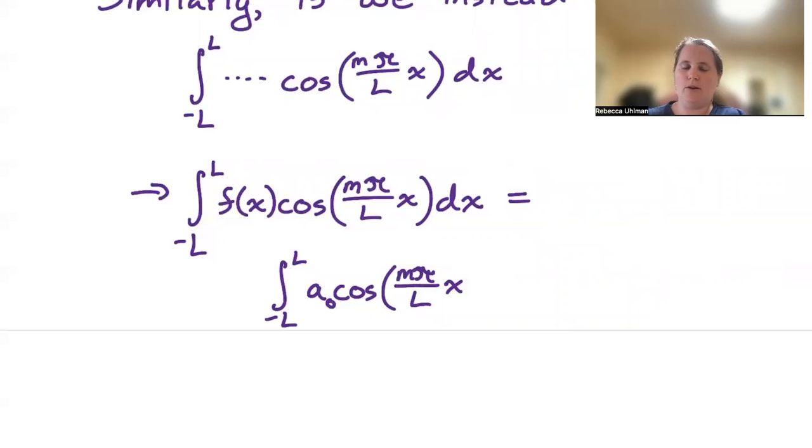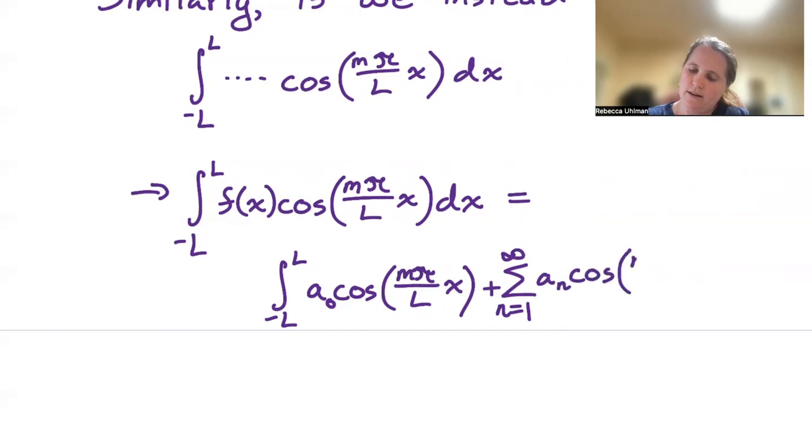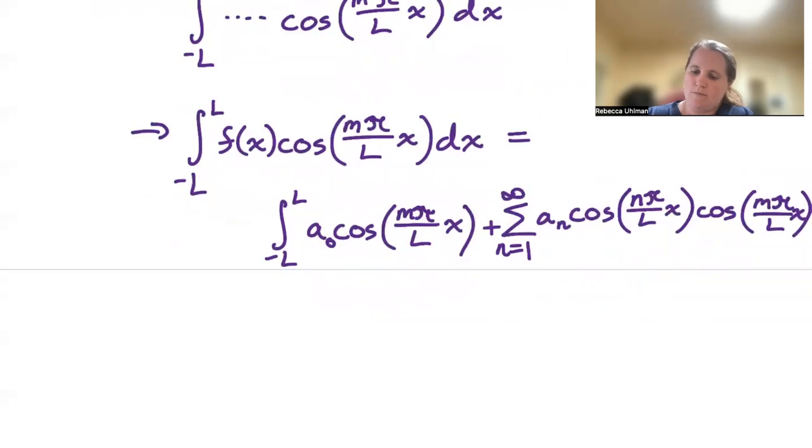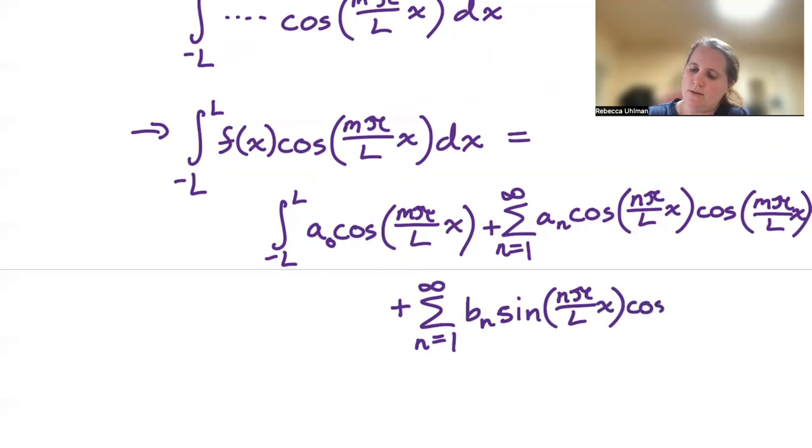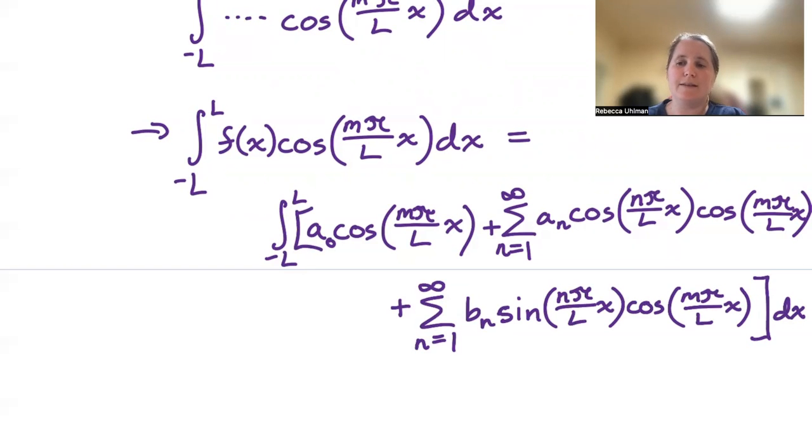So we have a naught cosine m pi over L x plus the sum from n equals 1 to infinity of a sub n cosine n pi over L x times cosine m pi over L x plus the sum from n equals 1 to infinity of b sub n times sine of n pi over L x times cosine of m pi over L x, all inside that definite integral, with dx.